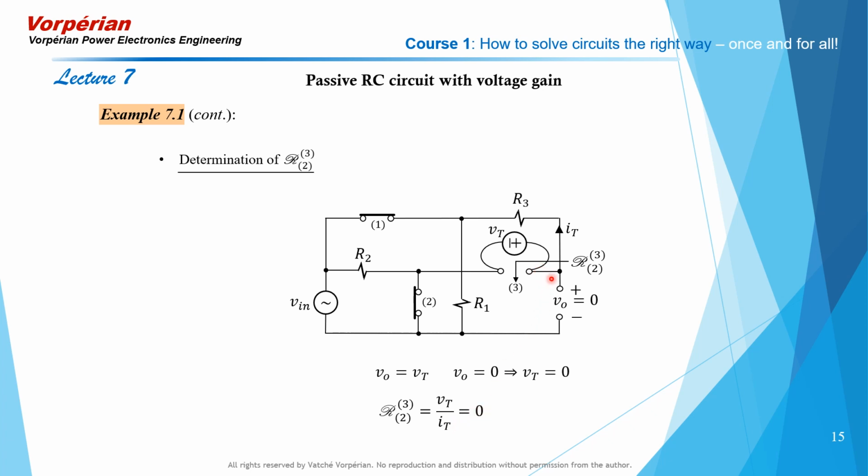Recognize that IT is non-zero because Vin is live and it is pumping current through R3, going through Vt, going to ground. If you want to know what that current is, it would be Vin minus Vt divided by R3, but who cares what that current is? It's finite, and Vt is 0, so script R32 is 0. And this completes the determination of the null resistances that go into the pairing of the extra elements in the numerator.